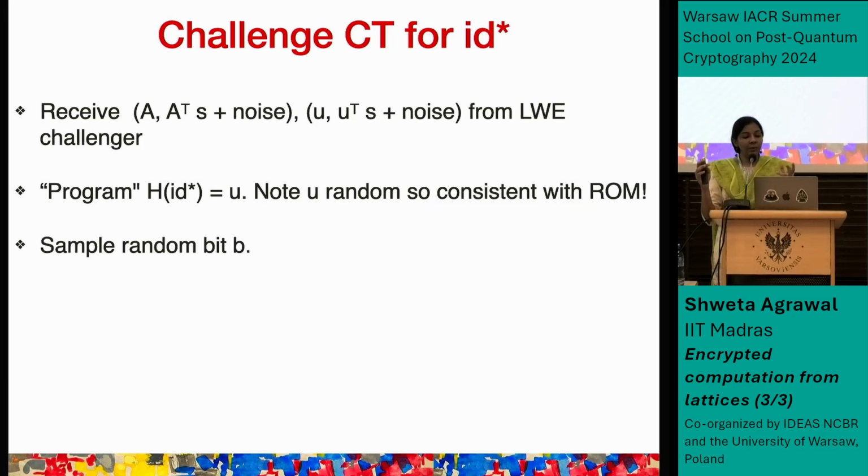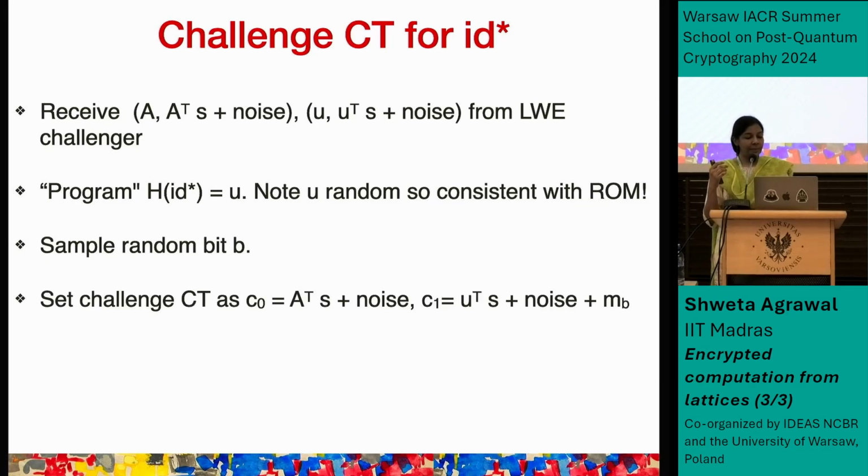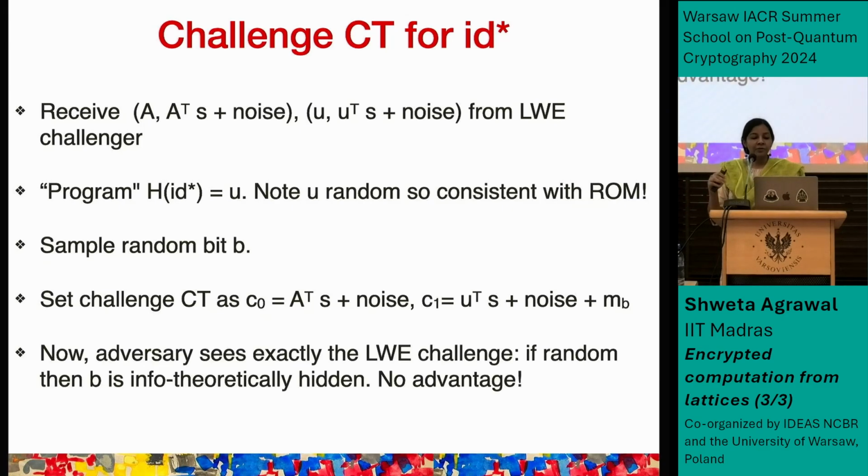And if I do that, then I can use the LWE challenge in order to create my challenge ciphertext. So now I sample a random bit B, and I set my challenge ciphertext exactly using the LWE sample and adding to it the bit B. So the adversary sees exactly the LWE challenge.